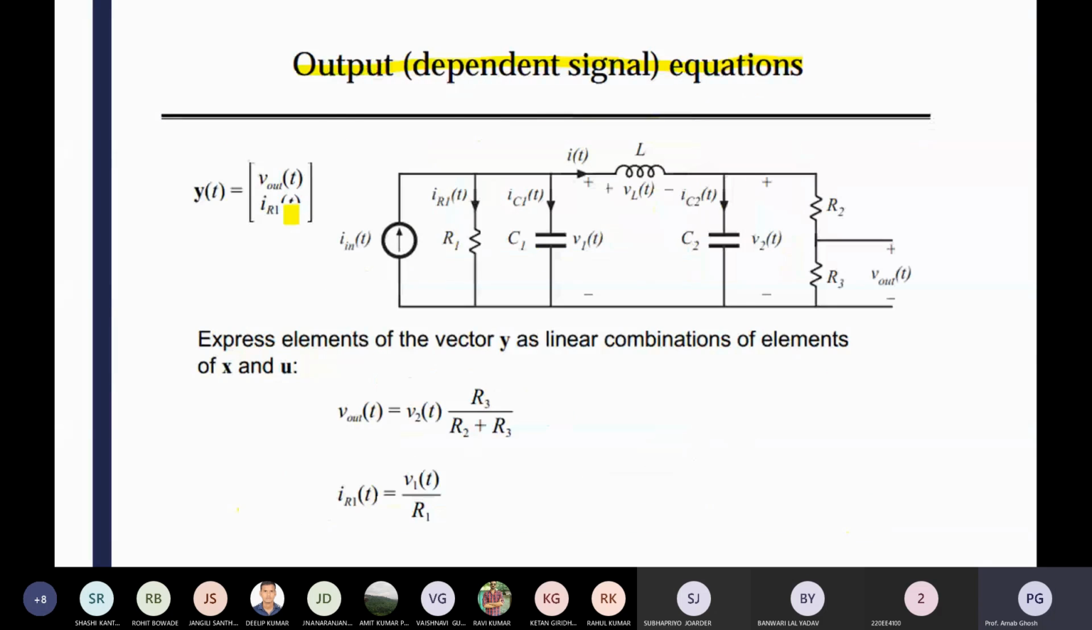So output equal to what? y(t) equal to V out and IR1. V out means what? You can see over there that the voltage divider rule is used. V2 equal to, find the output across R3. So V out equal to V2, the total voltage, into R3 whole divided by R3 plus R2. Simple formula. IR1 equal to V1 by R1, directly it is coming. So that expresses that the vector y is a linear combination of the elements of x and u. The same thing, simple thing.